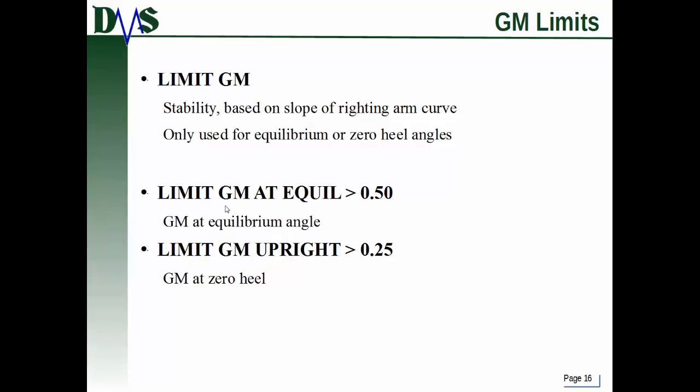The first is limit GM at equal. So whatever your GM value is at your equilibrium angle. Now, remember, GM is not the same as your righting arm. GM is actually a non-zero value at equilibrium. Or you can type limit GM upright. And that's because a lot of these regulations were based upon when you just had hydrostatics for the upright condition. So you can do that, and that's going to be the GM value at 0 heel angle.